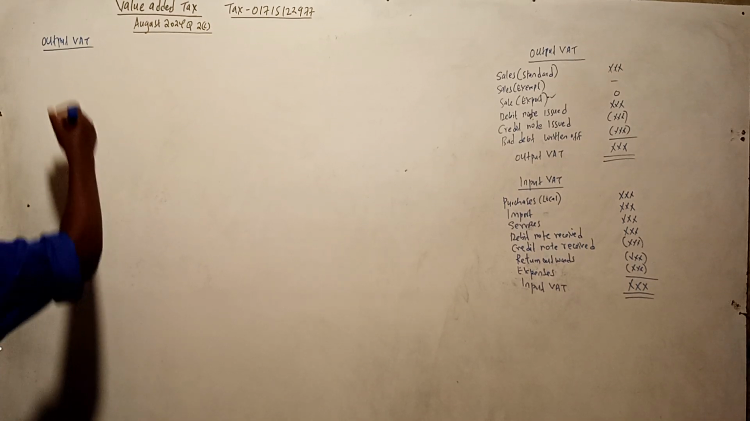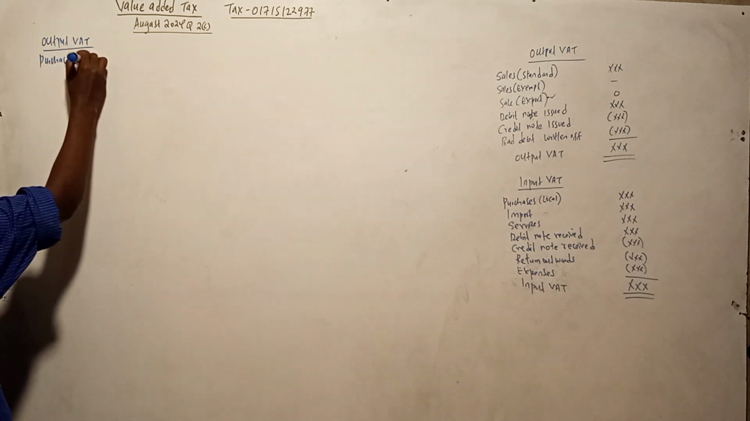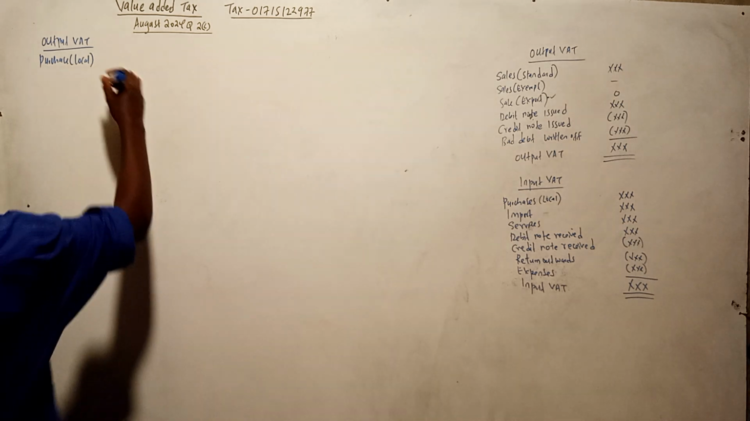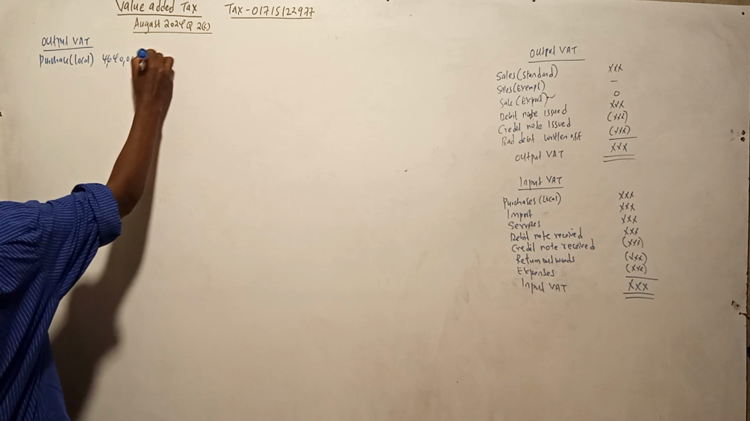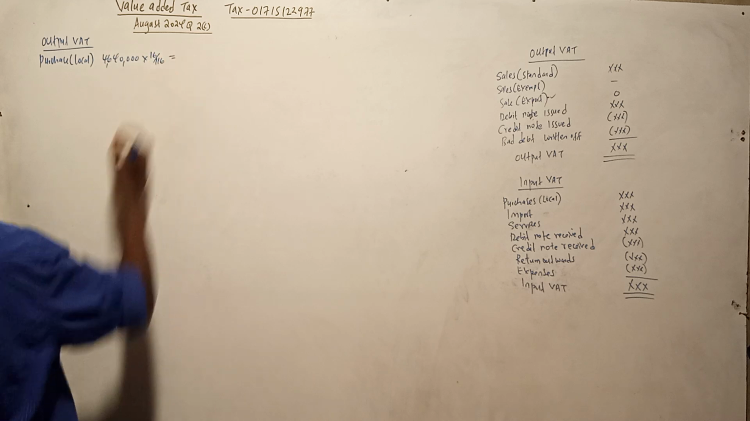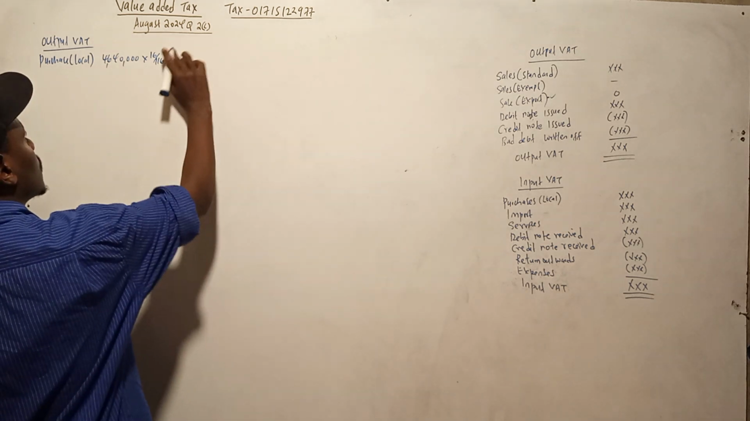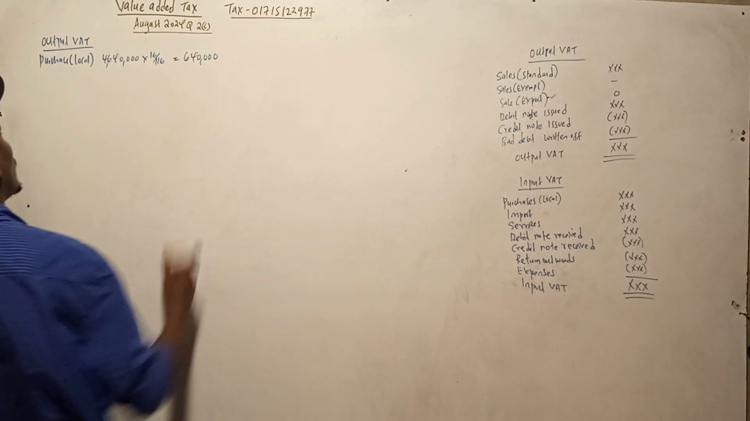So local is vatable. So purchases, and to bracket it is local. So how much is it? Now, below, information number 4, the transactions are inclusive. They are all inclusive. So 40,000 times 16 over 116. If it's inclusive, so 40 times 16 over 116, which is 640,000. This is information about output.